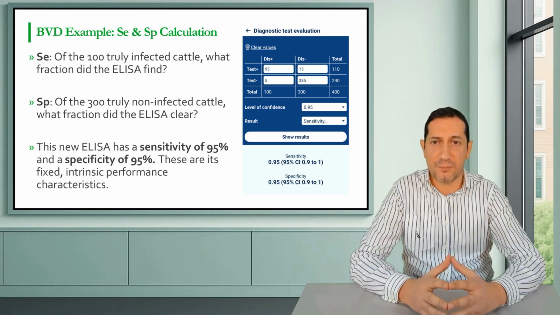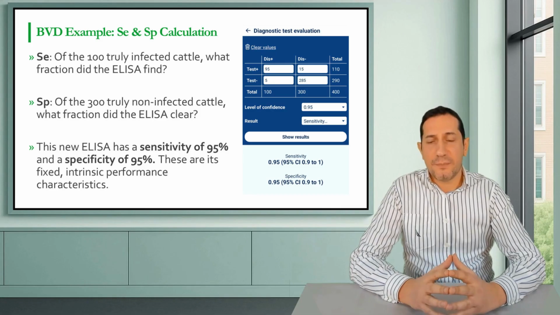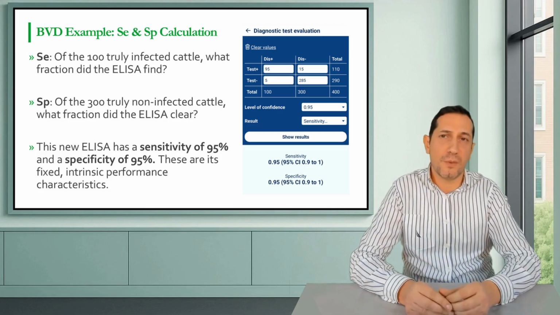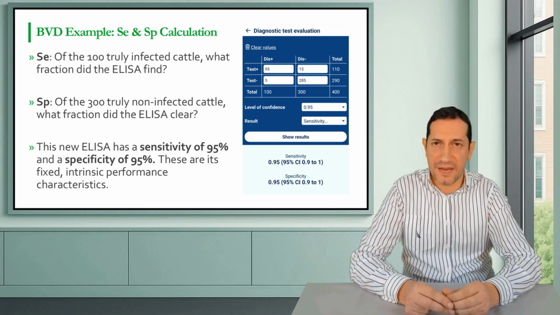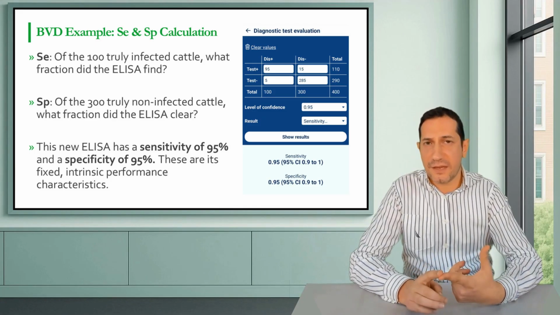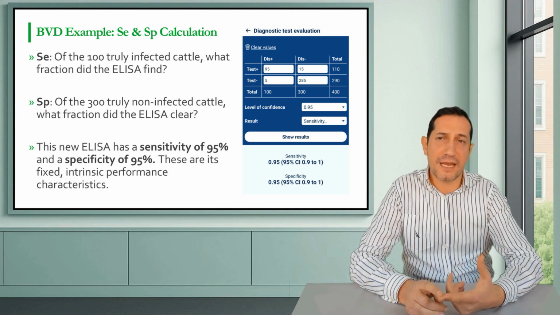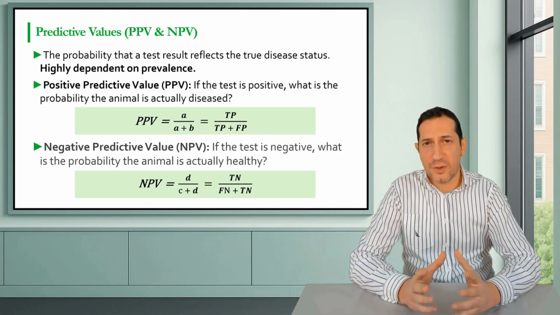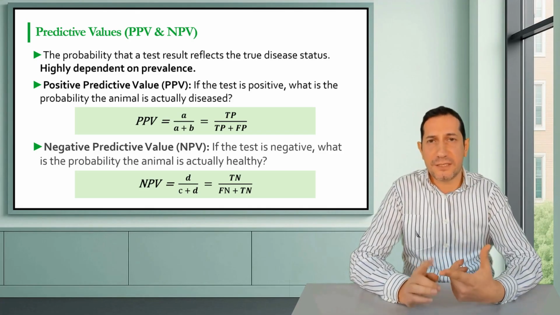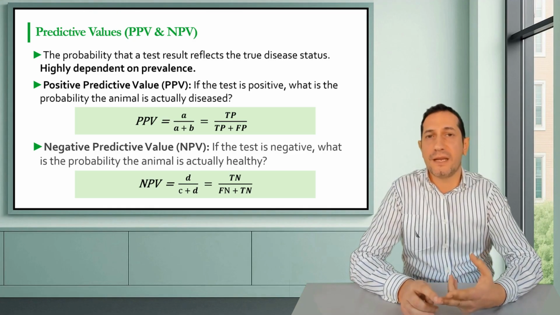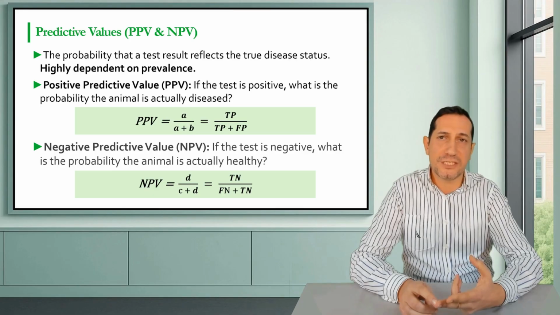This is also the right moment to clarify a frequent misunderstanding. Knowing sensitivity and specificity does not directly tell you the probability that an ELISA positive animal is truly infected. That is a predictive value question, and predictive values are where prevalence enters powerfully. Predictive values answer the decision question clinicians actually face. Positive predictive value asks, if the test is positive, what is the probability the animal is truly diseased?